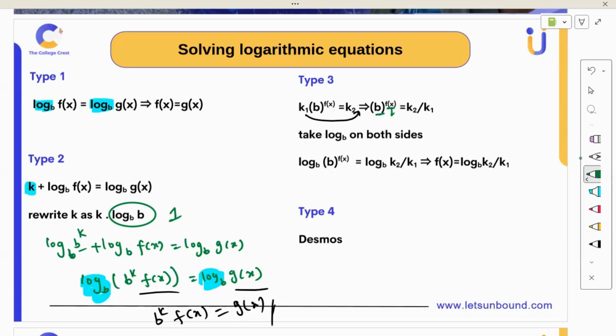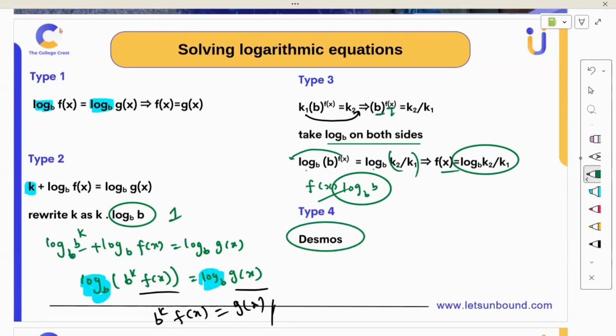So log b power f of x, and whatever you do on one side, do on both sides for balancing: log b of k2 by k1. Now, as per the power rule, you can write f of x in front: f of x log b b. We know it's 1, right? So it's just f of x on the left side and on the right side it's log b of that, which is just a number, and you can solve the rest. And type 4 is some complicated equation. We can directly use Desmos if it's a calculator active problem. So these are the types.